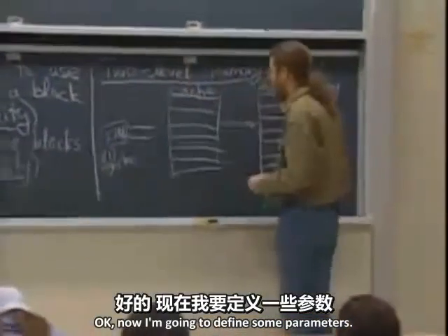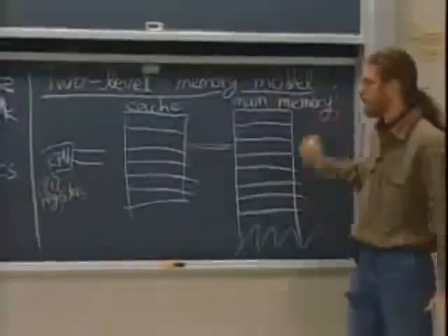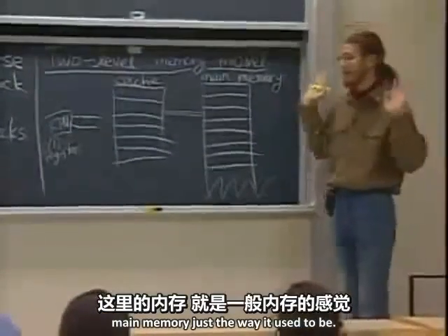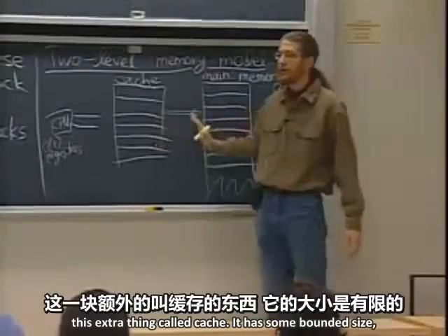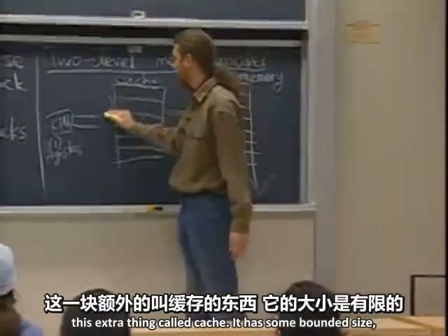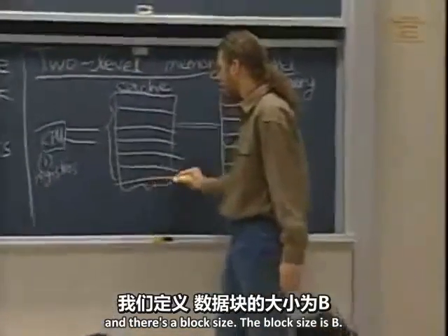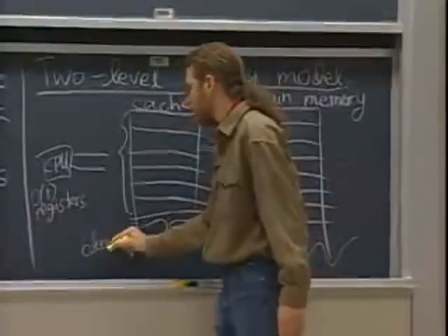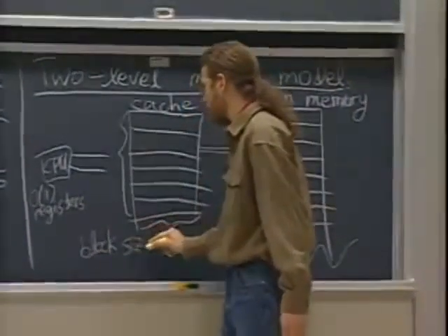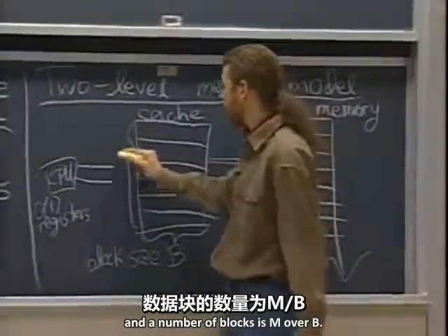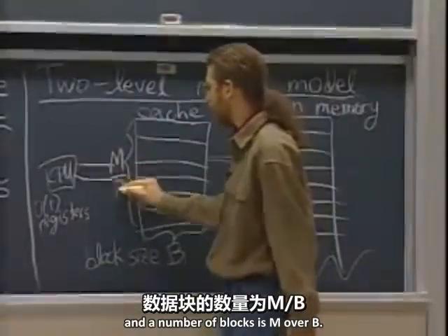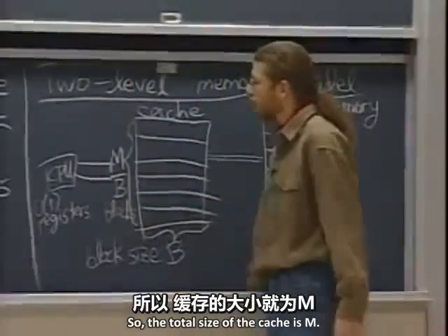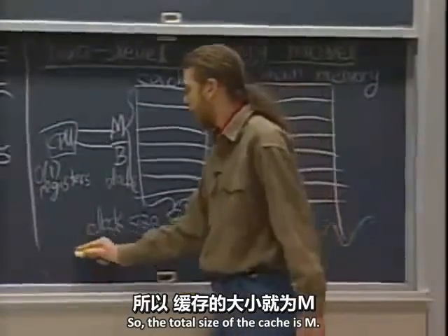Now I'm going to define some parameters. I'm going to call them cache and main memory just for clarity, because I'd like to think of main memory as just the way it used to be, and now all we have to worry about is this extra thing called cache. It has some bounded size, and there's some block size. The block size is B, and the number of blocks is M over B. So the total size of the cache is M.